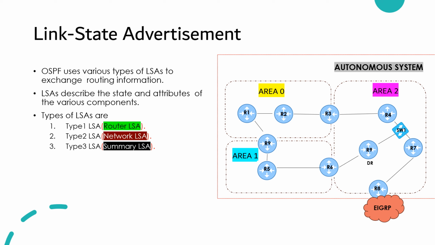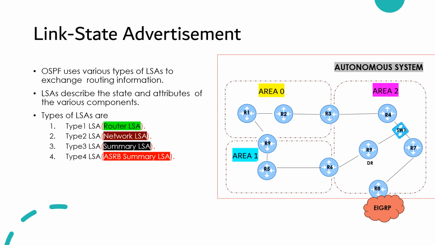The third type of LSA we have is type 3 LSA or summary LSA. These types of LSAs are generated by ABRs to advertise the routes between OSPF areas. They contain information about routes to networks outside of the originating area. Advertisements contain the IP information and router ID of the ABR that is advertising this LSA.